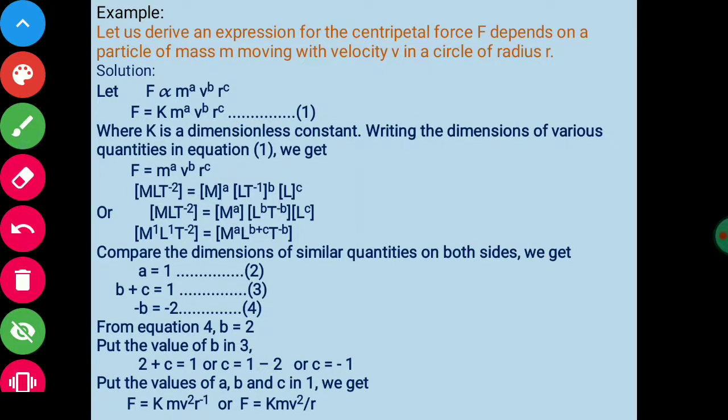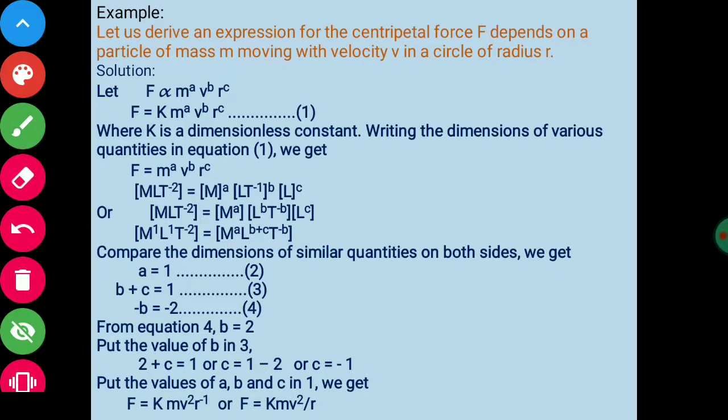Now M is still single, so we are not changing it, M raised to power a. But see, in this L appears twice, L raised to power b and L raised to power c, so we simply use this formula and it becomes L raised to power b plus c. And T is again single, so it is written in the same manner, T raised to power minus b.